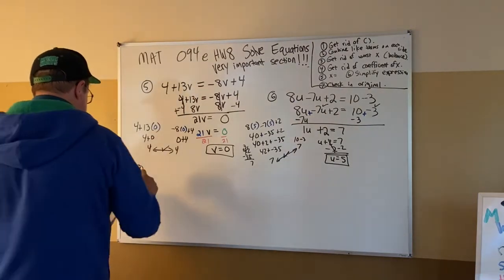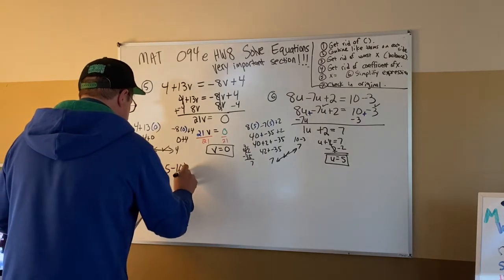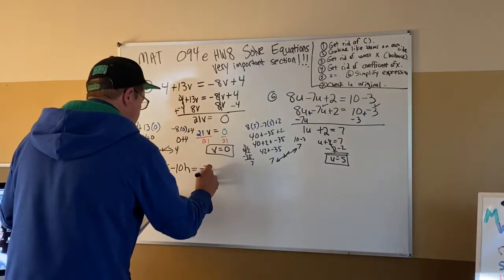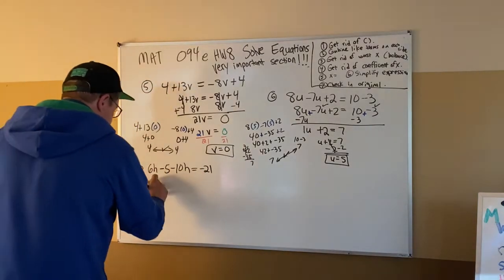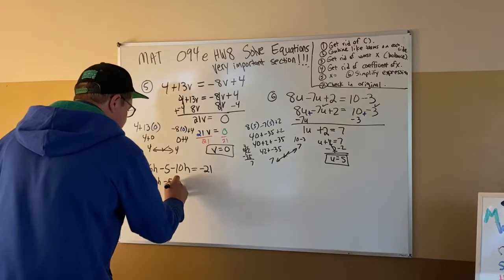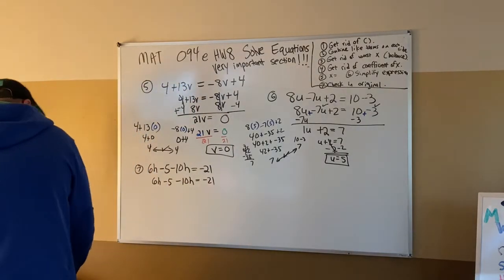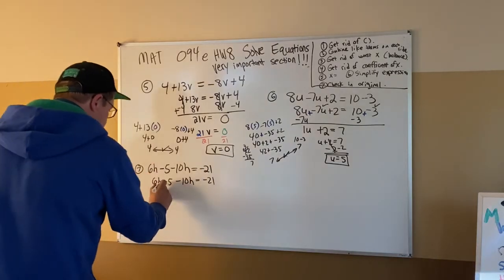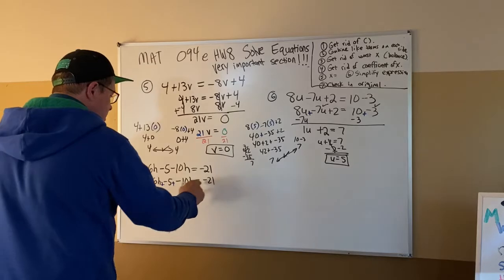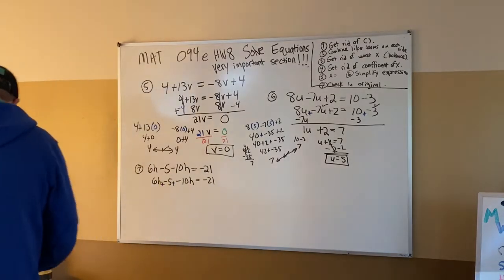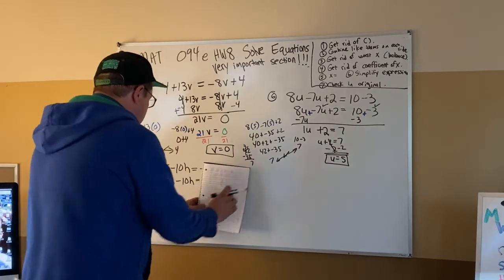Why? Because we've got 6h minus 5 minus 10h equals negative 21. At least I can see the target here is negative 21. But this is 6h dash 5 dash 10h equals dash 21. Call 6h minus 5, call plus negative 5. Minus 10h, plus negative 10h equals negative 21. Those are okay. Don't look at the negative 21. I'm not worried about that just yet.